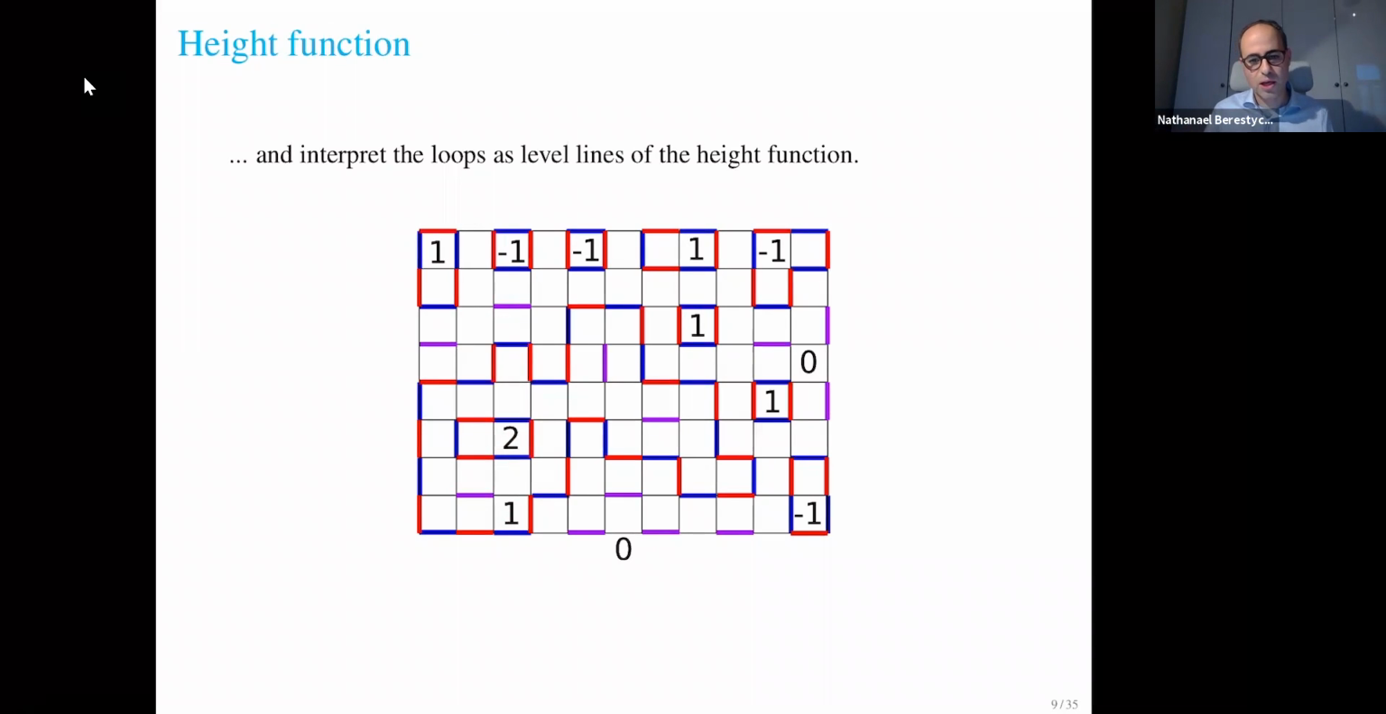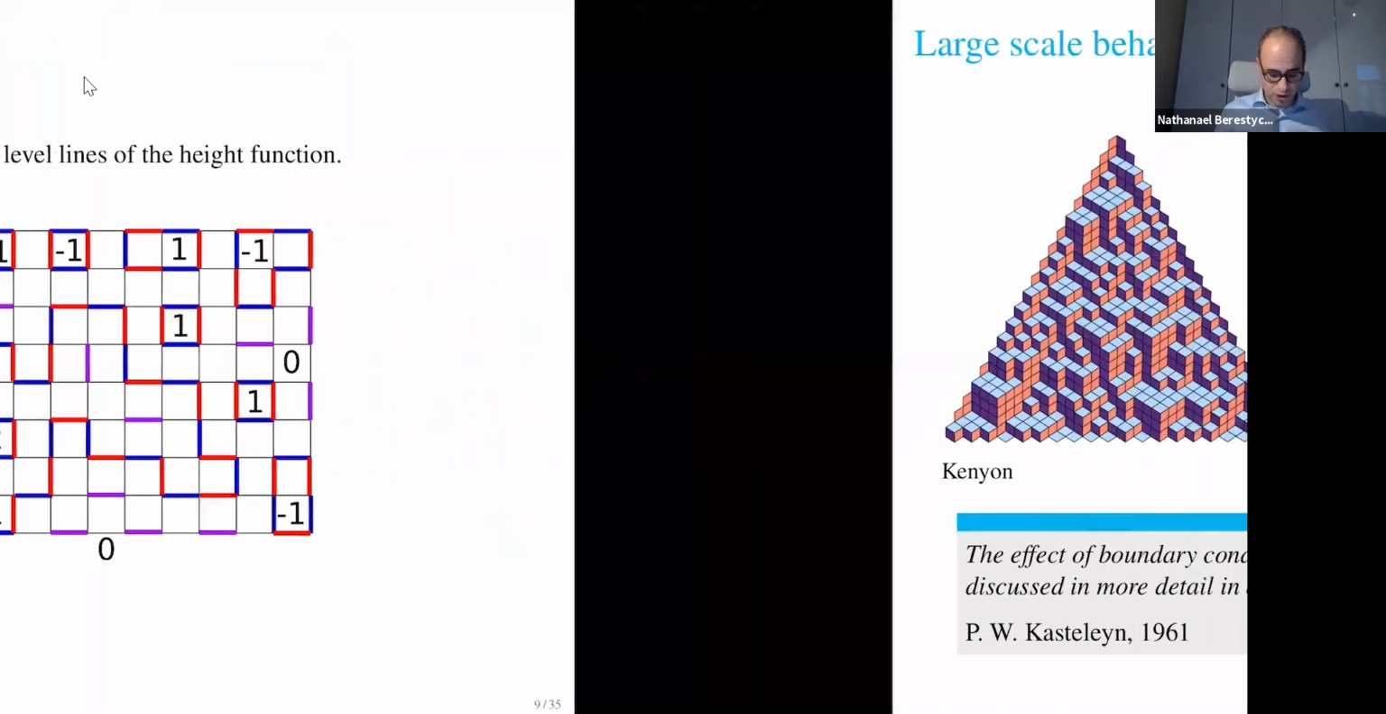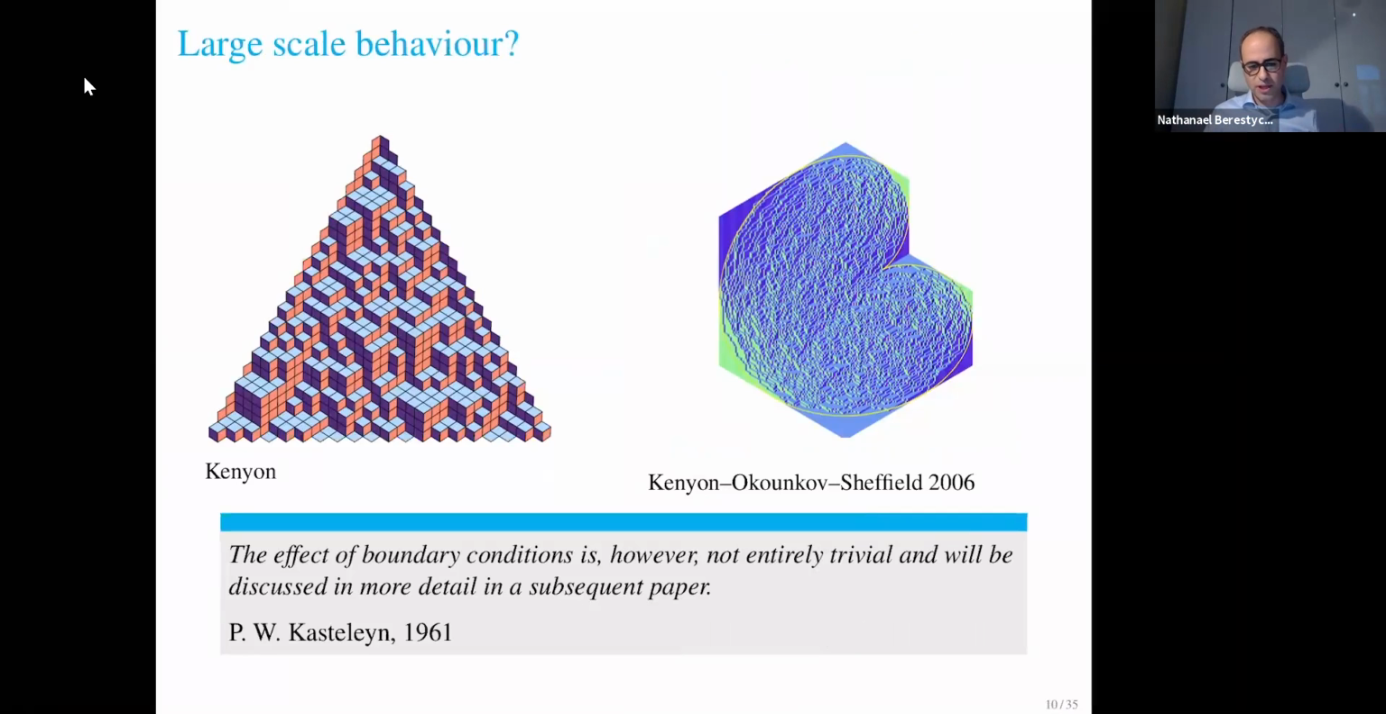And so again, this height function has the property that when I superpose the two dimer coverings, the loops give me the level lines of the height function, basically. So this defines the height function. And the main question in the dimer model is what is the large scale behavior of this height function?